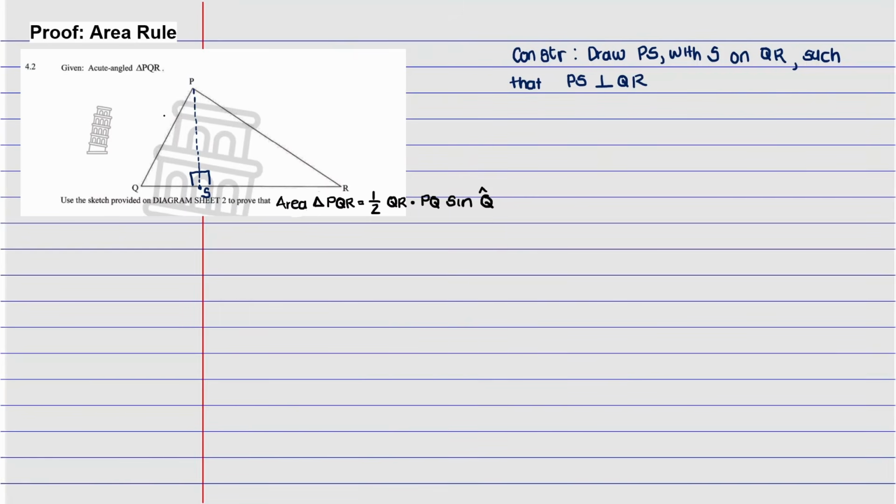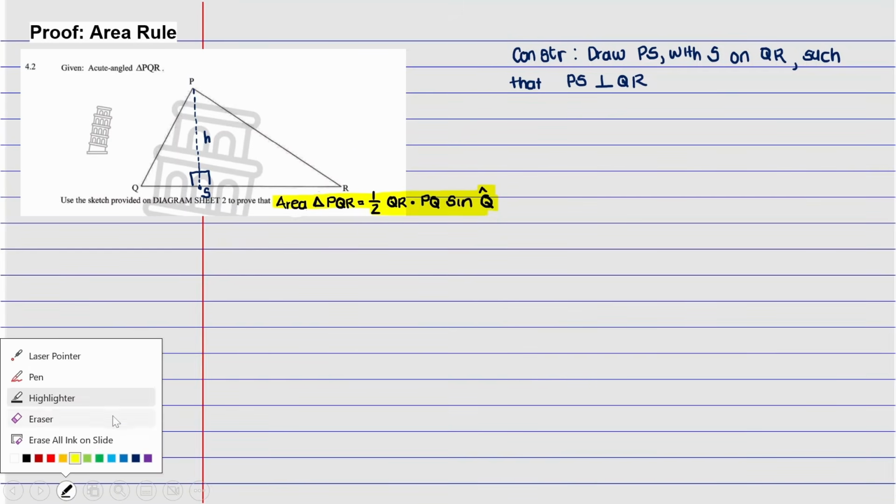Basically we created two right angle triangles, and the reason why we did that is because we're going to use those right angle triangles to find the area of this whole triangle. So we're going to name this PS H, because that's the height. Now remember that we need to prove the area. This is what we need to prove, and I'm just going to highlight it so that you guys are not confused. This is what we are required to prove.